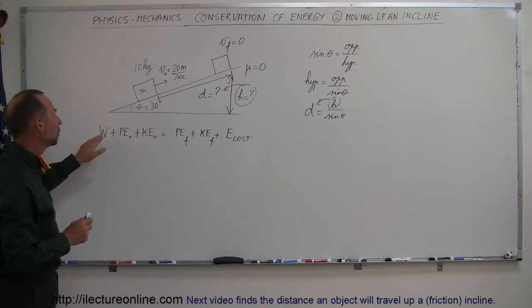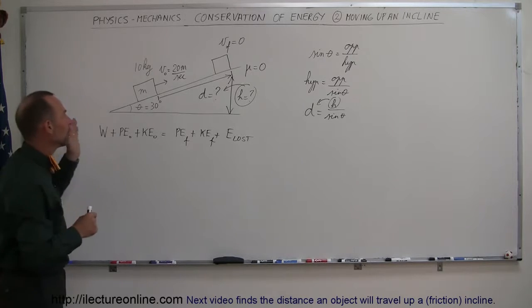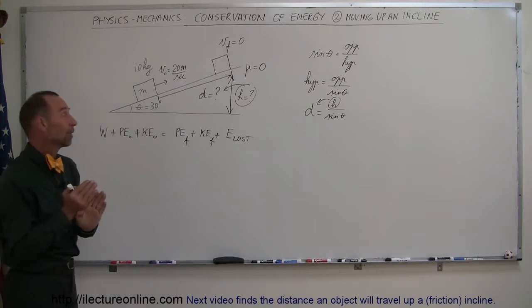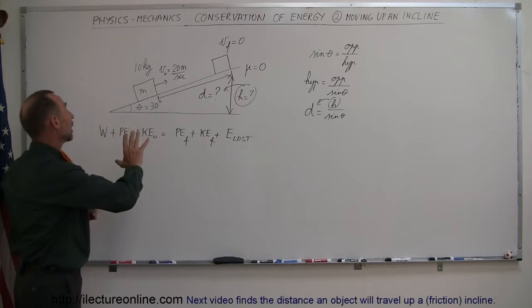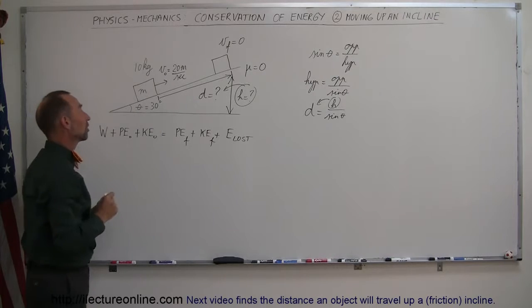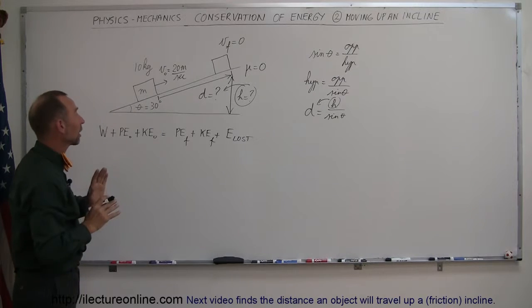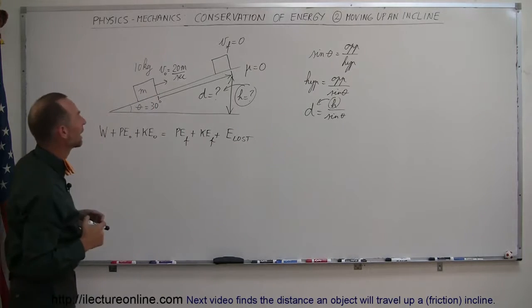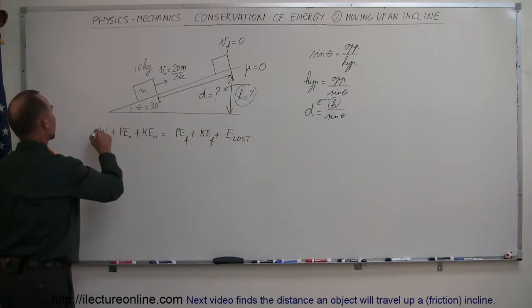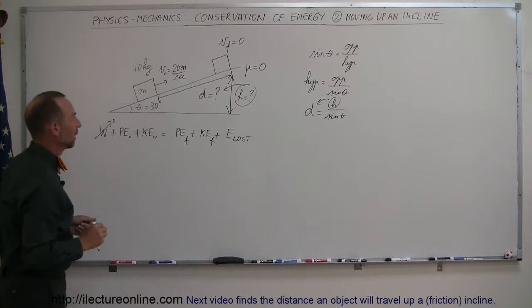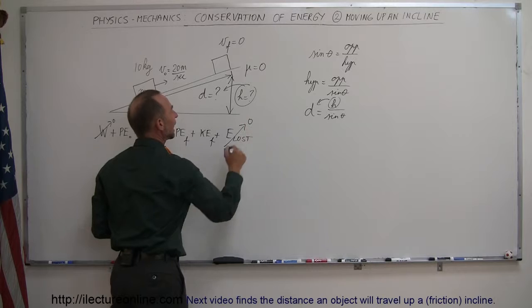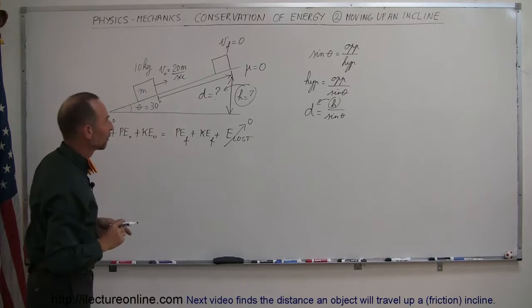We don't have any work input. Now we kind of do, because we had to do something to get the object moving at 20 meters per second, but that's not part of the problem. We already take that into account by saying it has that much kinetic energy. Once we give that block a push, we don't keep pushing it up the incline, so we don't put any additional work into the system. So work put into the system is 0. They told us that there's no friction, so there's not going to be any energy lost during the process.